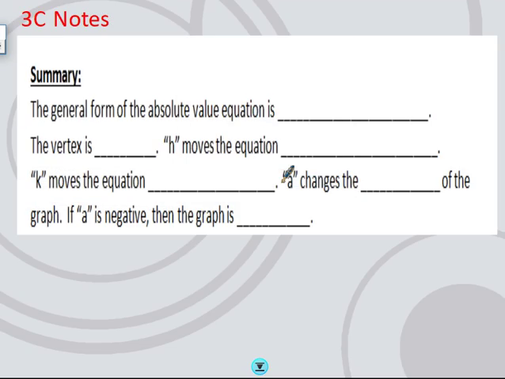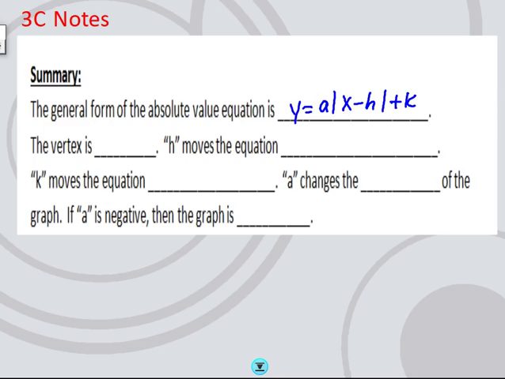Alright, this is 3C notes. We're going to be looking at graphing absolute value equations and inequalities. From your investigation, you should have gotten the following summary information. The general form of an absolute value equation is y equals a absolute value of x minus h plus k. This is called transformational graphing. We're going to look at a, h, and k.